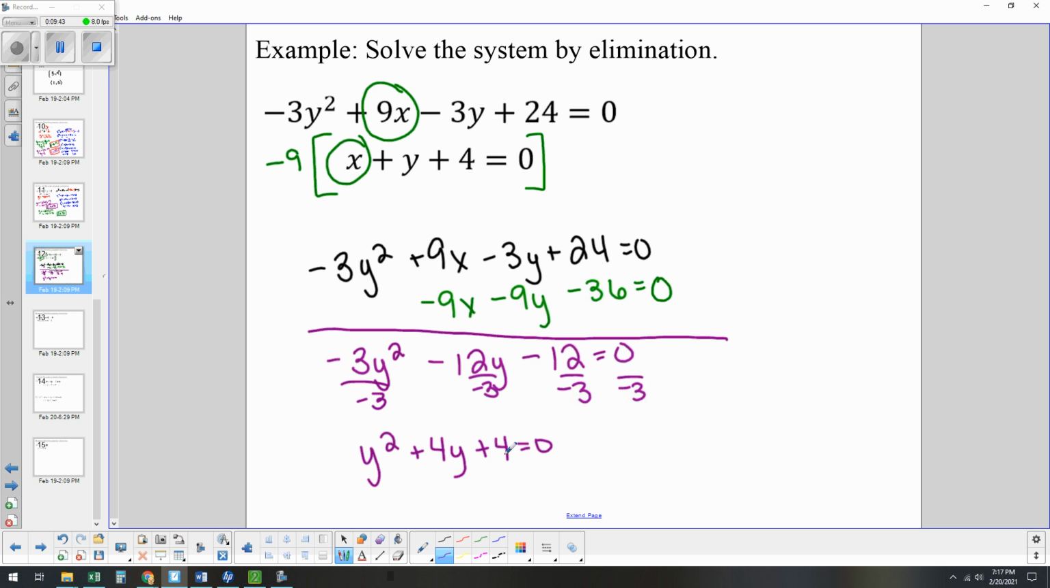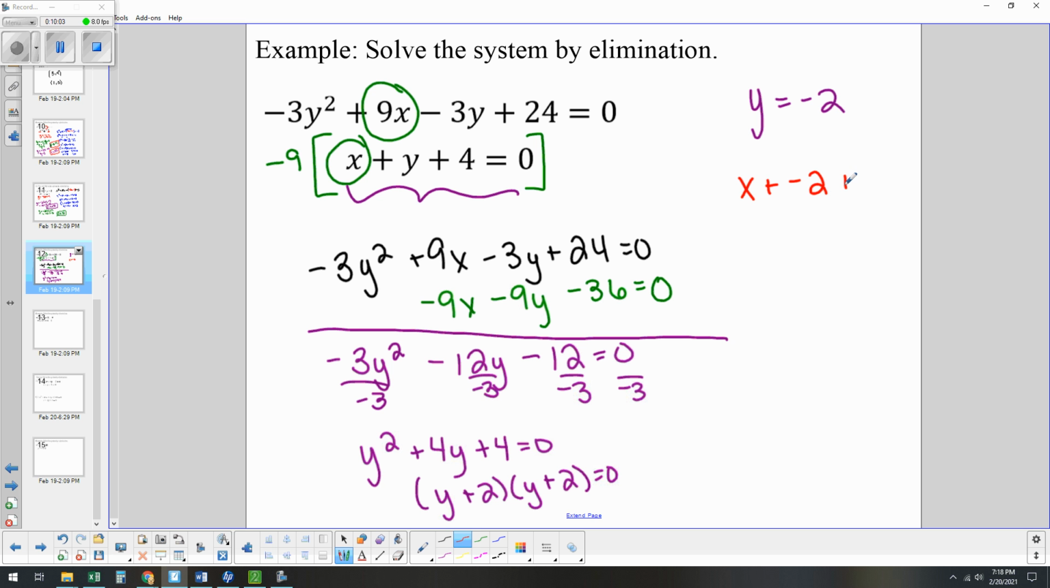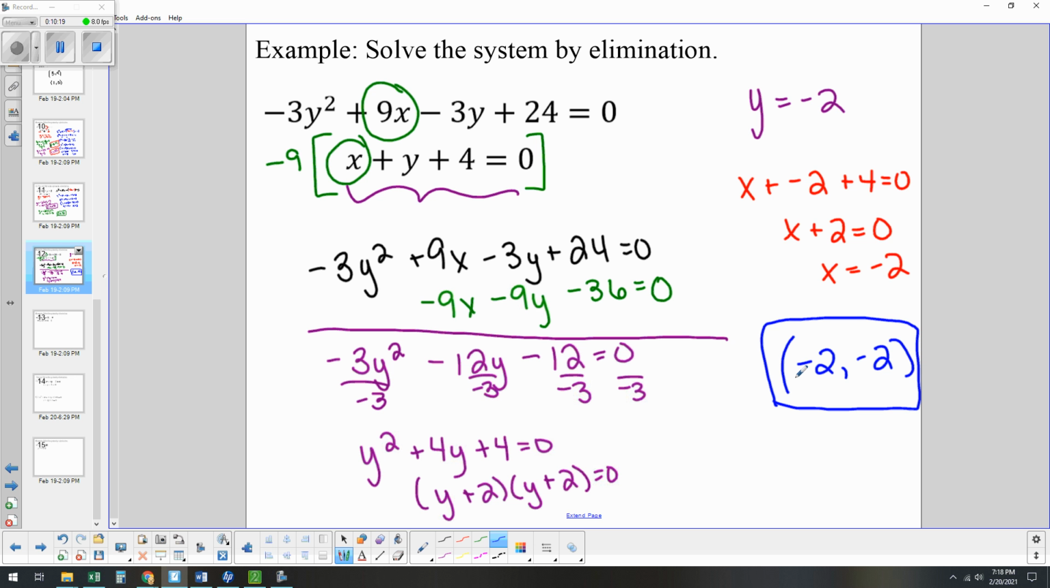So we're looking for two numbers that multiply to 4 and add to 4. So that's 2 and 2. So since it's the same number, I don't have to solve it twice, right? The answer is just going to be y equals negative 2. And now I could plug that back in to find out what x is. So I'm going to put it into this equation here. So x plus negative 2 plus 4 equals 0, or x plus 2 equals 0, and x is negative 2. So that means my overall solution, x comma y, is negative 2 comma negative 2.